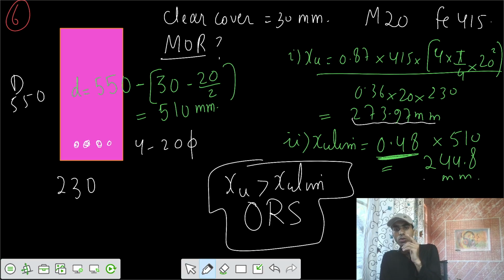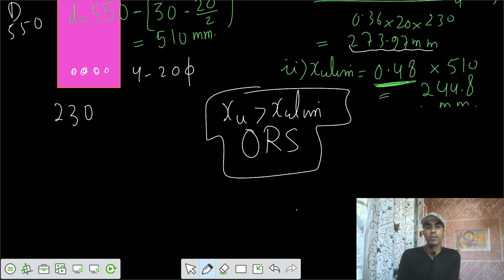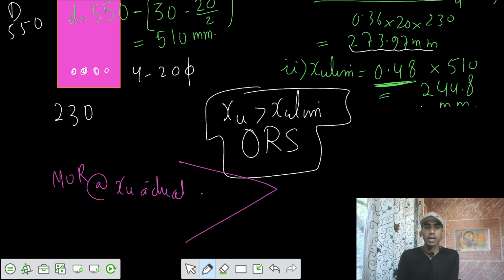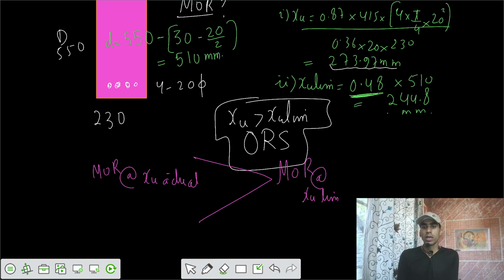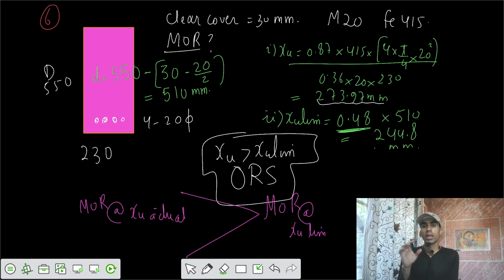I don't want the moment of resistance at the value of actual Xu for the over-reinforced section. If I calculate the moment of resistance of the section at actual Xu, that would be greater than the MOR at Xu limiting. Even though, if I substitute the value of X as 273.97, I would get more moment of resistance from the section, I should not prefer that. Why should I not prefer that?